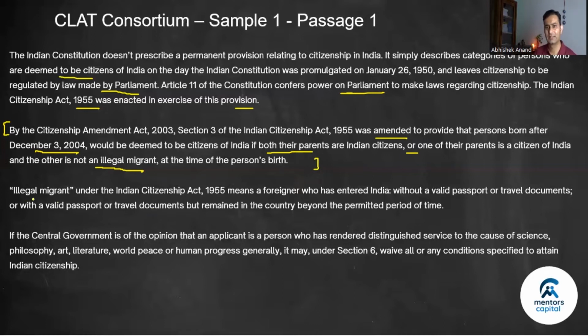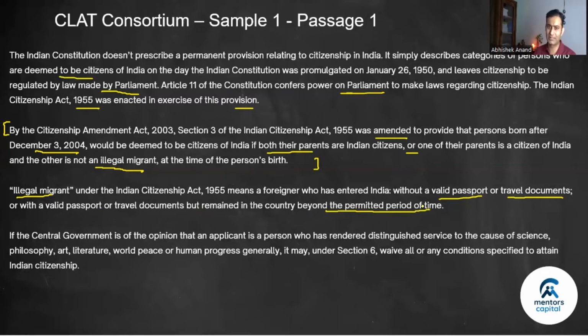Next para defines illegal migrant for us. Illegal migrant under the Indian Citizenship Act means a foreigner who has entered India without a valid passport or travel documents. Now it is plural, so I don't know which travel documents are; you don't have to use external knowledge. It has to be: you should have a valid passport, if not a valid passport, or travel documents, or with a valid passport or travel documents, but remained in the country beyond the permitted period of time. So two criteria are given to us.